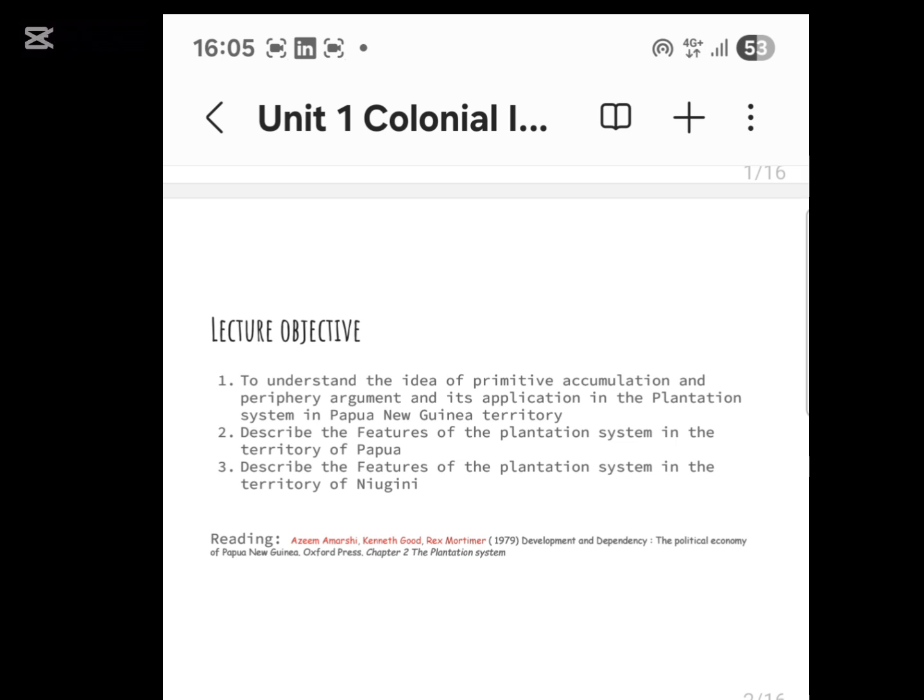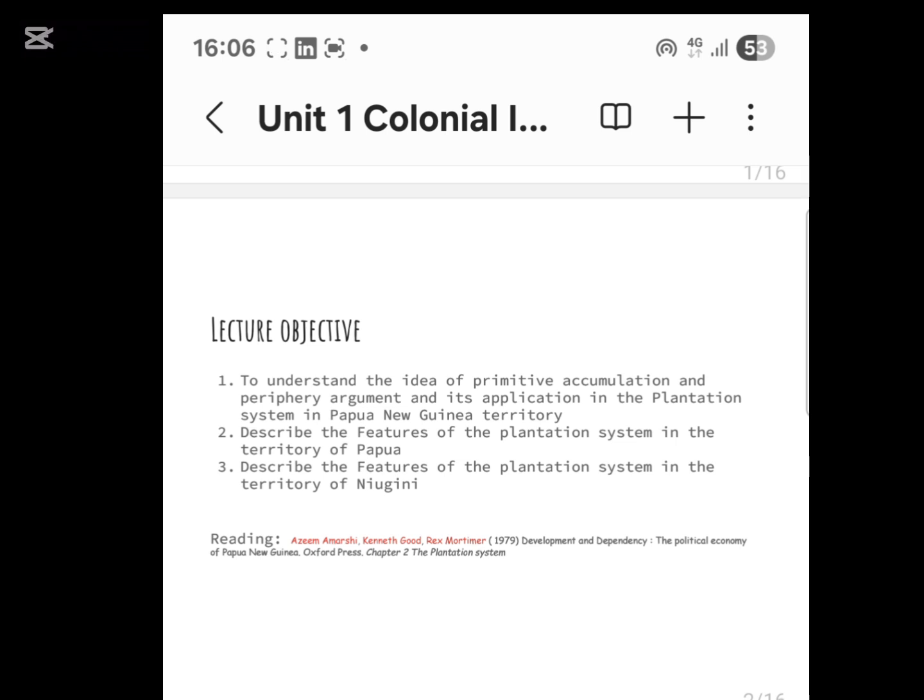And secondly, the periphery argument and its application in the plantation system. So 2 important words here. Primitive accumulation, what constitutes primitive accumulation, and what is the periphery argument. That's the first objective of this lecture.